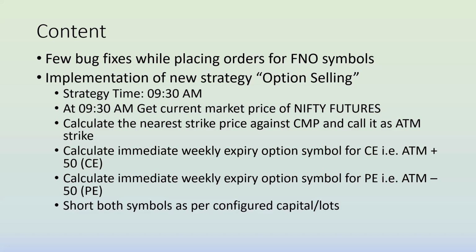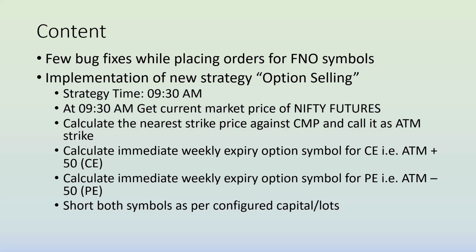So what we do at 9:30 a.m. from the logic of the algo, we'll get the current market price of Nifty futures. First you need to calculate the Nifty future symbol, of the monthly expiry. Then you get the current market price of Nifty futures. Then calculate the nearest strike price against the current market price.